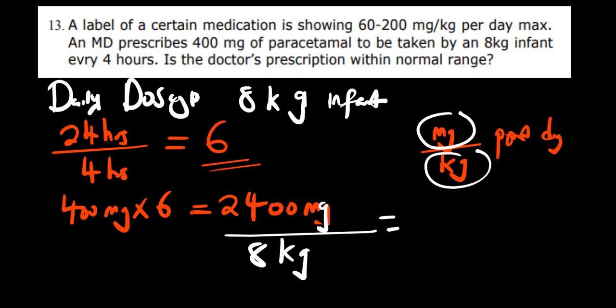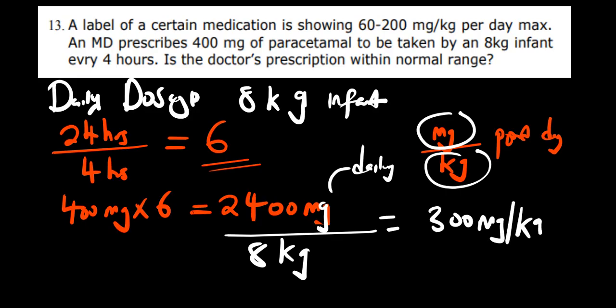And this is a daily dosage. The 2400 is a daily dosage, so this is per day, right? That's what it means. So we're going to divide 2400 by 8 kg. That is 24 divided by 8, which is 3. So 300 milligrams per kg per day.